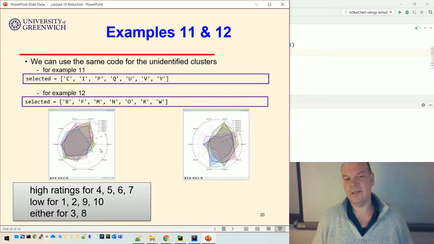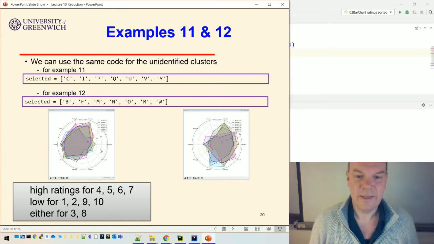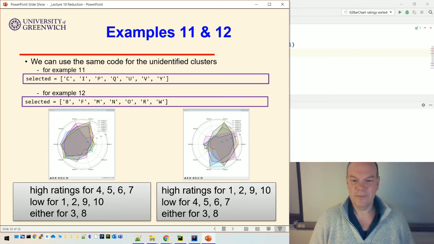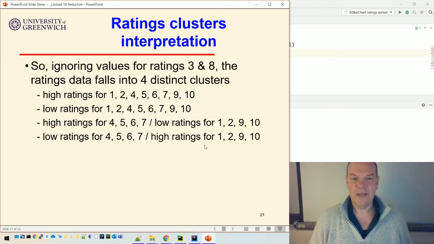Whereas if I look at the other cluster, it's almost exactly the other way around. So ratings 3 and 8 are effectively random; they don't seem to have any impact. But ratings 4, 5, 6, and 7 are low, and 1, 2, 9, and 10 are high. So if we ignore ratings 3 and 8, they're not really telling us anything about how the data is clustered. The ratings data falls into 4 distinct clusters.